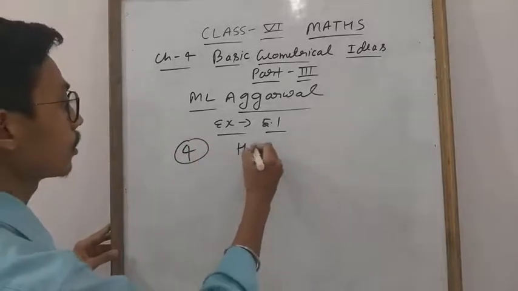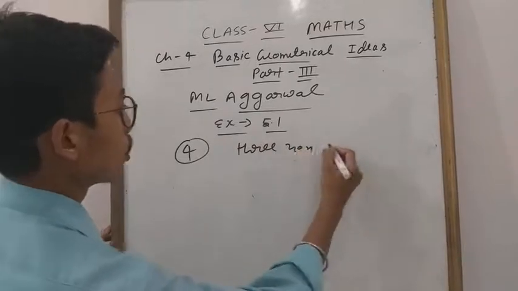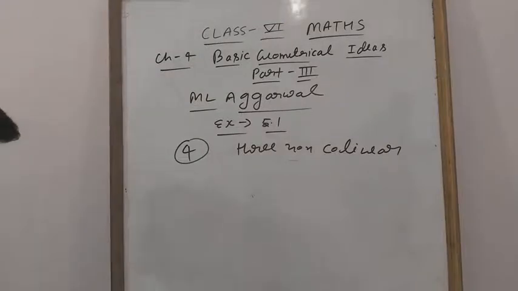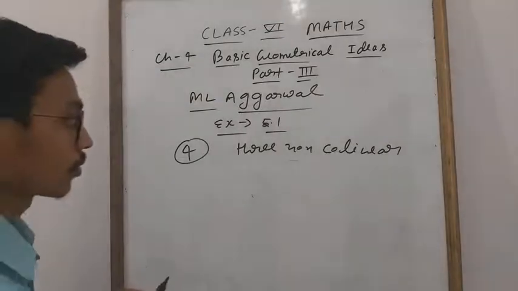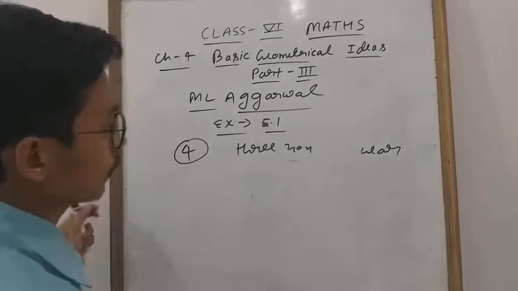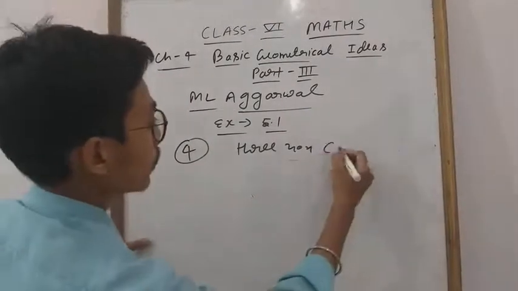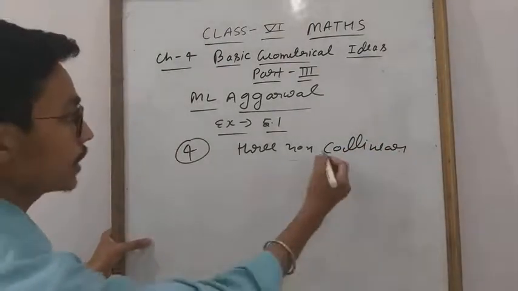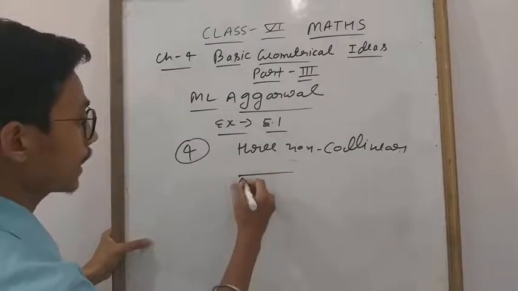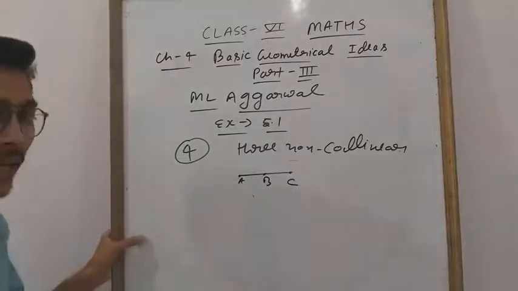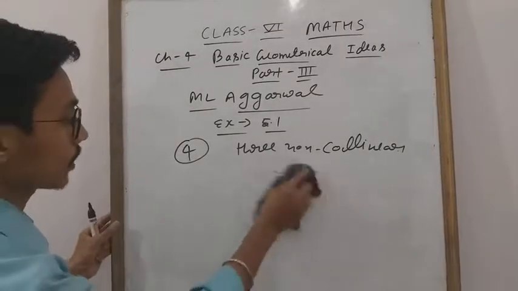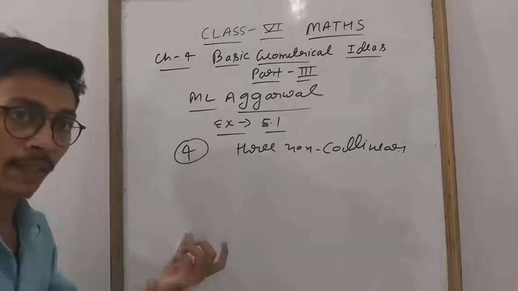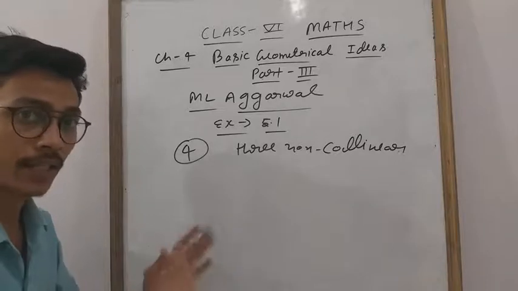Mark 3 non-collinear points A, B, C in your notebook. Collinear. One minute. 3 non-collinear. Now student, everyone knows that collinear means points lie on the same line, like A, B, C. 3 or more than 3 points lie on the same line. Now student, what is the meaning of non-collinear? Simply, non-collinear means 3 or more than 3 points do not lie on the same line.